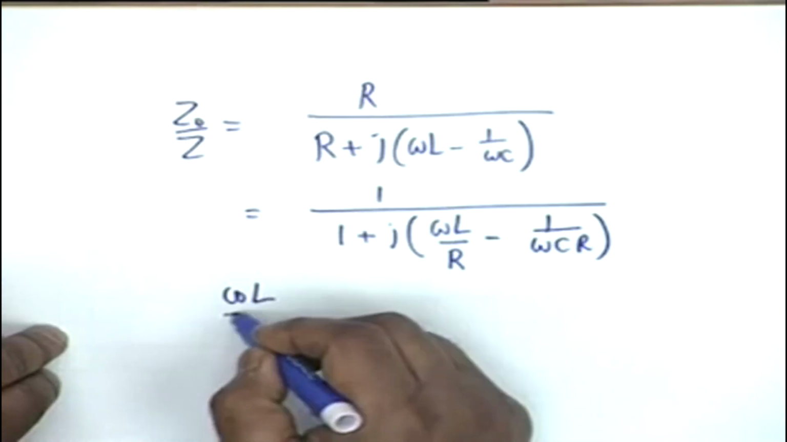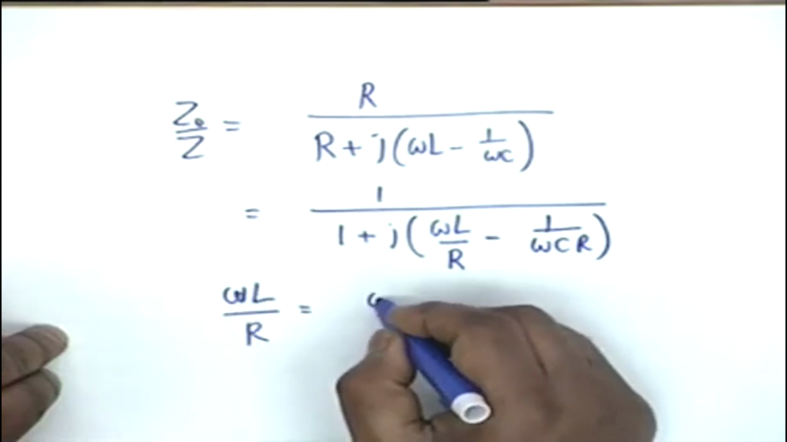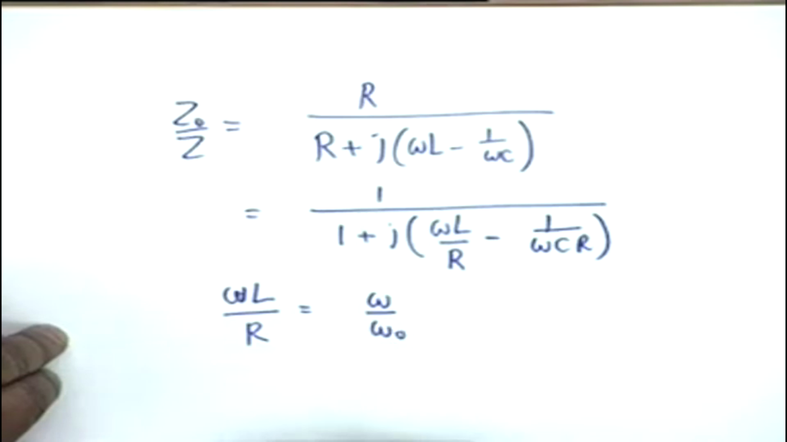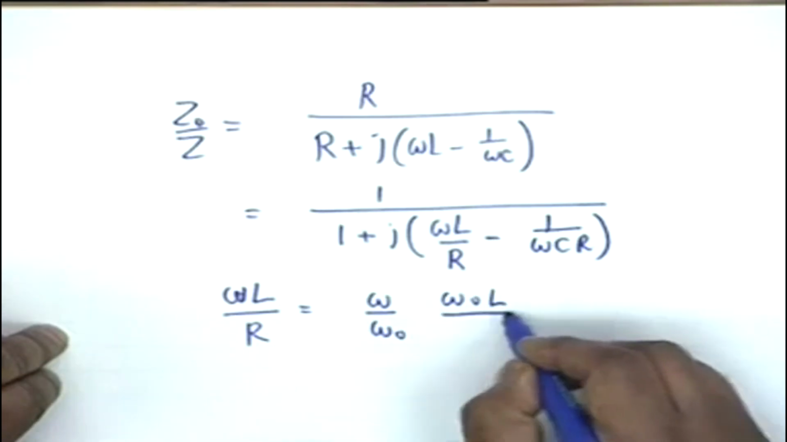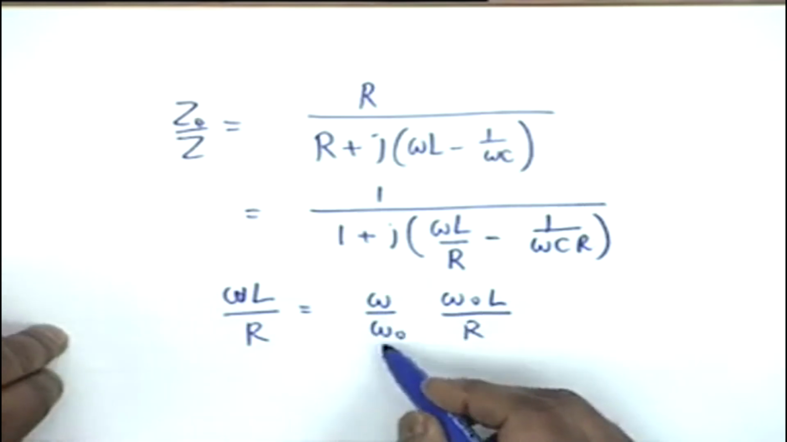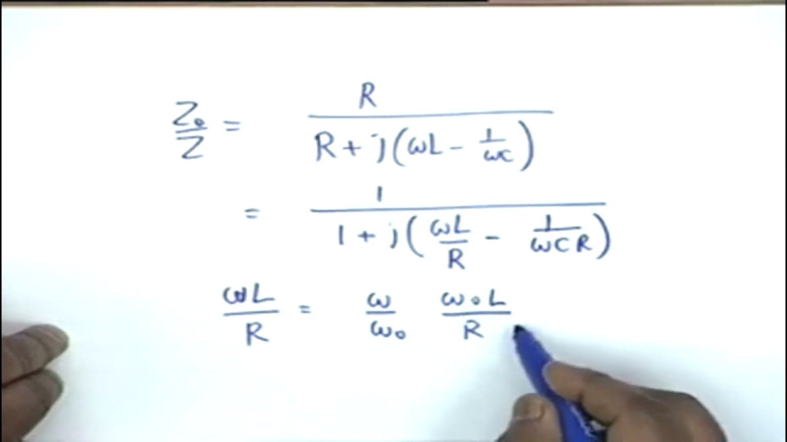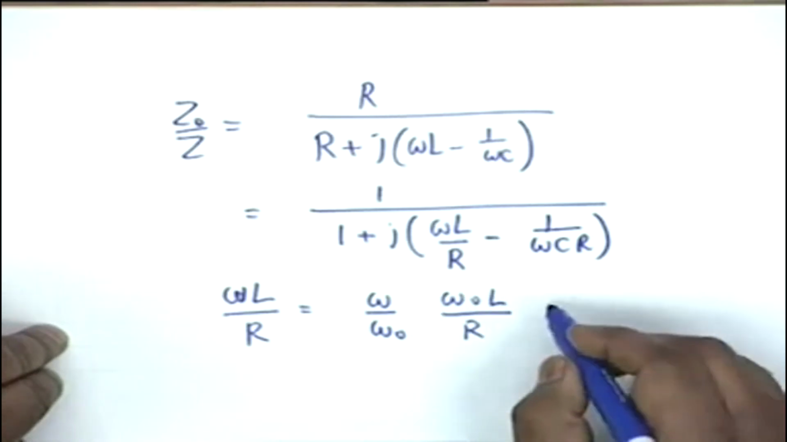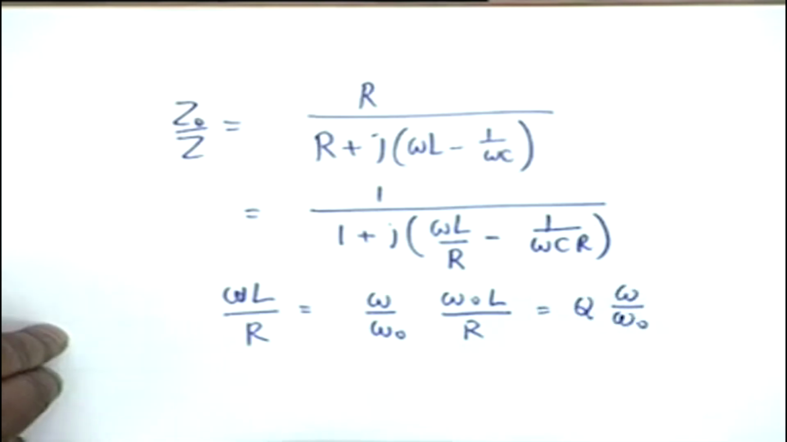However, if you look at omega L by R, you can write this as omega by omega naught, and multiply by omega naught L by R. Agreed? I have divided by omega 0, multiplied by omega 0. But you recognize that this quantity is simply the Q, and therefore I can write this as Q times omega by omega 0.